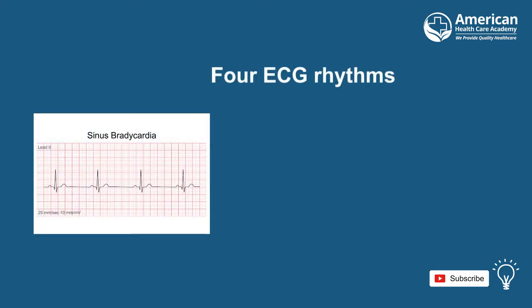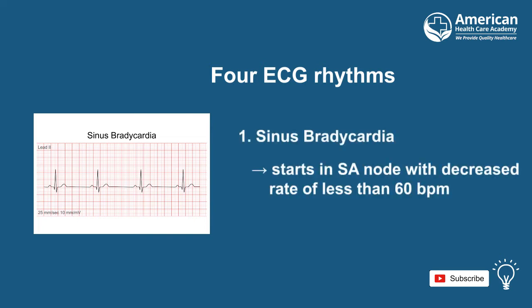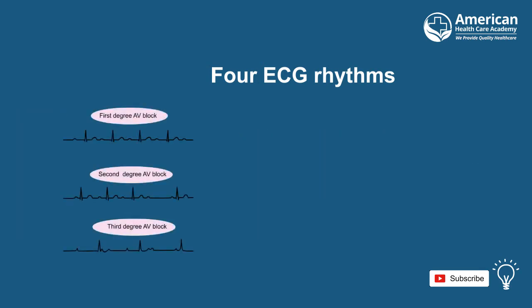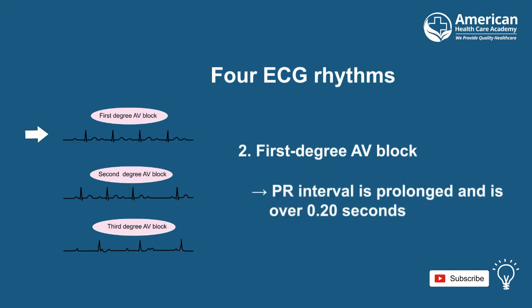There are 4 types of ECG rhythms associated with bradycardia. The first is sinus bradycardia, and it starts in the SA node with a decreased rate of fewer than 60 beats per minute. It is a slow but regular heartbeat. The second type of ECG rhythm is first-degree AV block, and this is when the PR interval is prolonged and is more than 0.20 seconds.